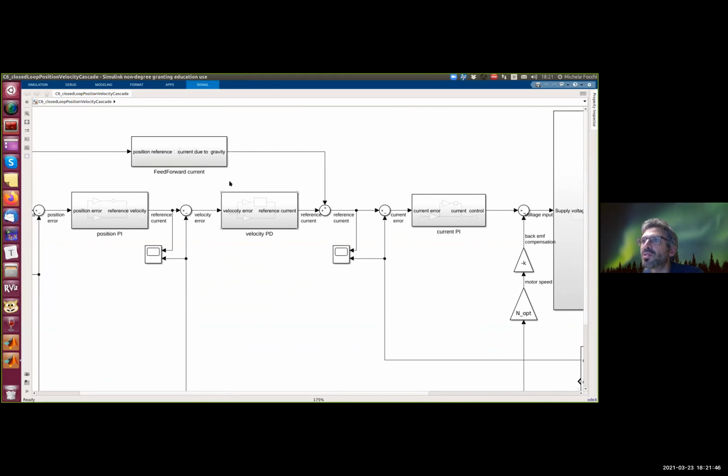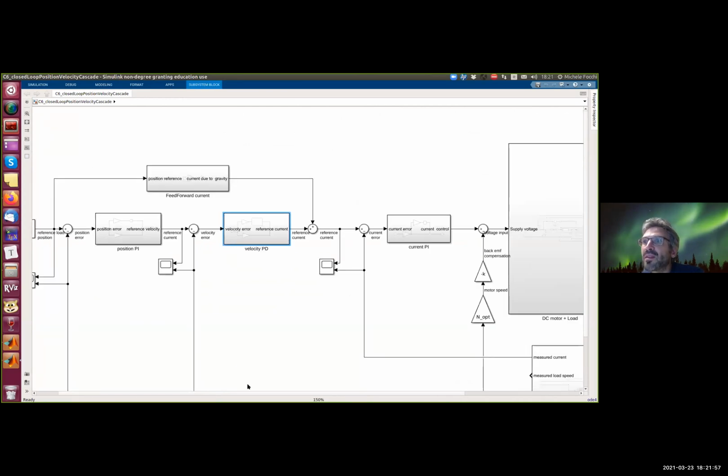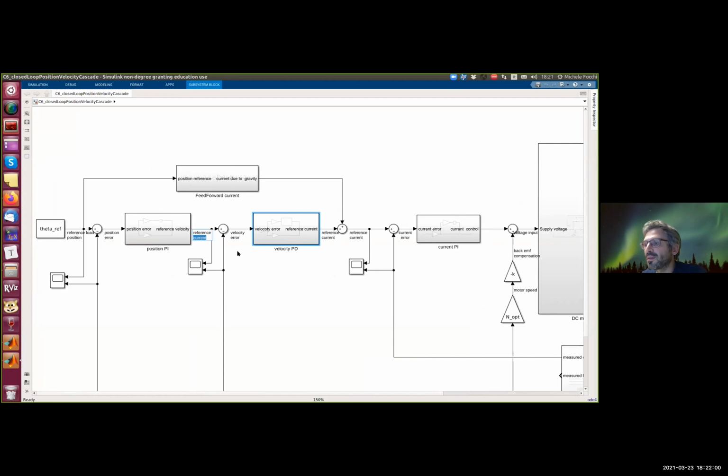We have a velocity loop. So this is the velocity controller that provides a reference for the current plus the feed-forward term here again. And the velocity controller receives a reference from the position controller. So we have a position loop that is computing the position error. We have a position controller that spits out a reference velocity. And this reference for the velocity is creating a velocity error that is given to the velocity controller. And this spits out a reference current. And the reference current is given as a reference to the current controller.